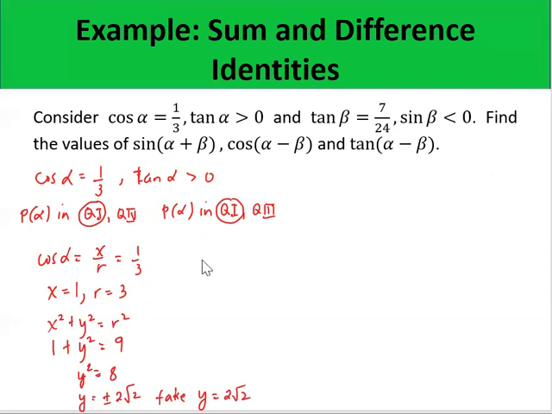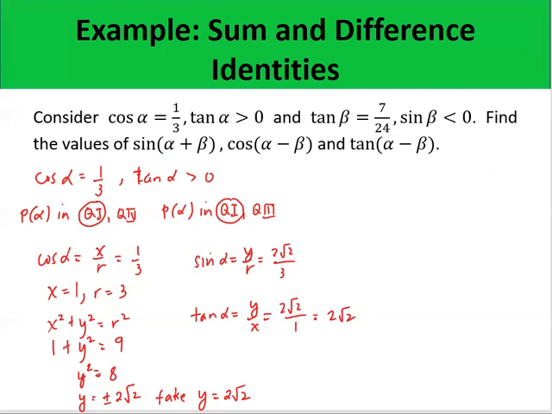So now we can get the value of sine alpha. Sine alpha is y over r, so that's going to be 2 square root of 2 over 3. And then tangent of alpha is equal to y over x, which is equal to 2 square root of 2 over 1, which is simply 2 square root of 2.